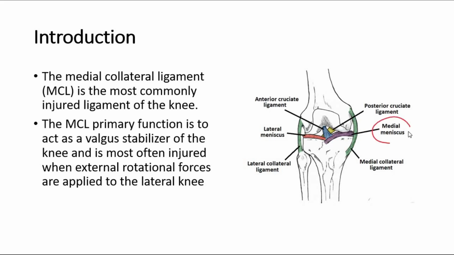This picture shows the ligaments in the knee joint. This is the medial collateral ligament, in green color.